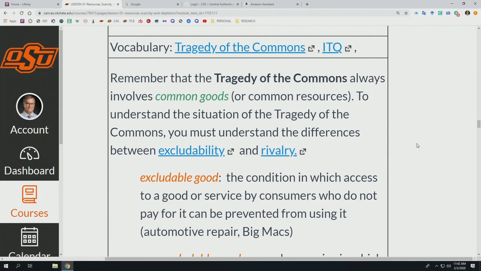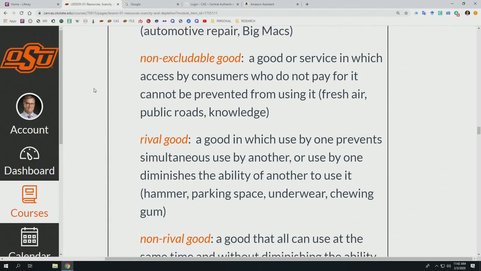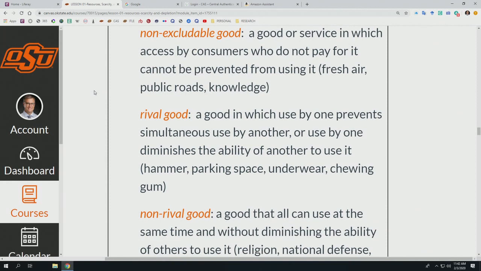So let's look at some definitions here. An excludable good: the condition in which access to a good or service by consumers who do not pay for it can be prevented. Things like automotive repair or Big Macs. No, you got to pay for it if you want one, unless you want to steal it. Okay, I don't know how you steal automotive repair.